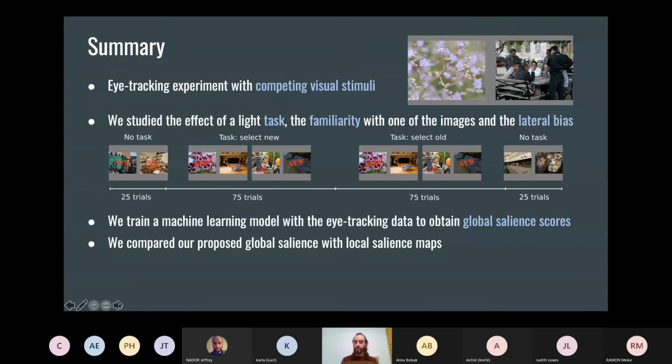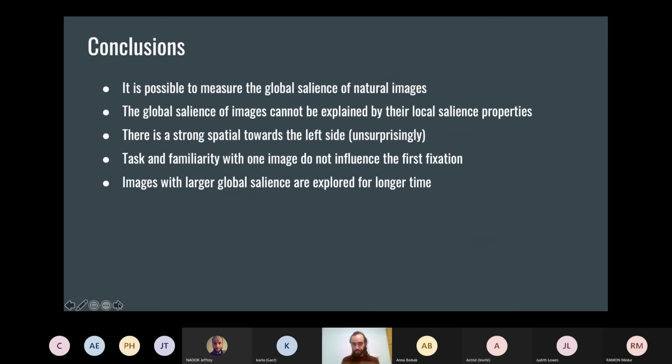And we found that natural images are actually different in regards to their general global salience, but this global salience is not related to, or cannot be explained by, the local salience properties. So to conclude, it is possible to measure the global salience of natural images, not related to the local salience. There is a strong spatial bias towards the left, and task and familiarity play a small role.